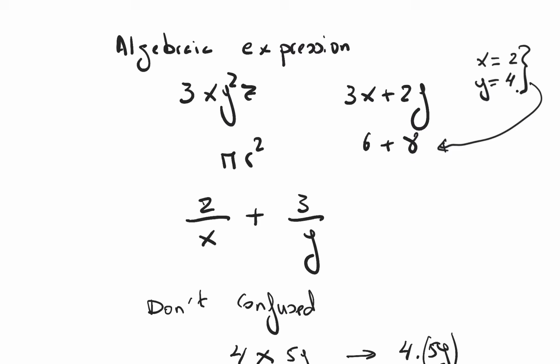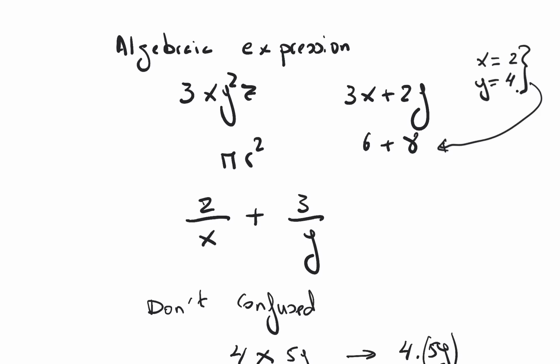So there are many types of algebraic expression. For example, 3x y squared z. This is an algebraic expression that mixes variables, the variable x, the variable y, and the variable z. This is another type of algebraic expression, pi r squared. Pi is not a variable, pi is a number. It's 3.14 indeed. So r is the variable. Another algebraic expression may be 2 divided by x plus 3 divided by y. X and y are the variables.